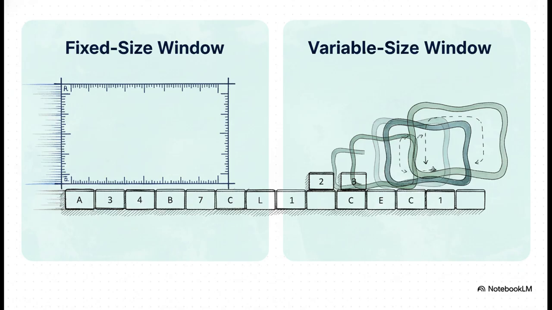But on the other hand, you've got the variable size window. This one is more dynamic, it can grow and shrink. It's perfect for when you need to find, say, the smallest subarray that adds up to a certain number. The window expands until it meets the condition, then it shrinks from the other side.